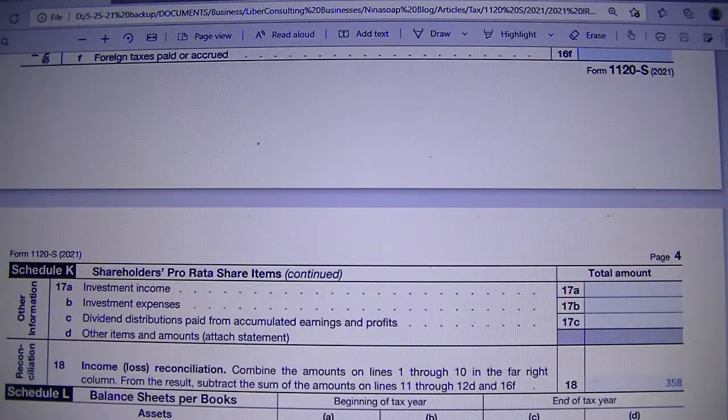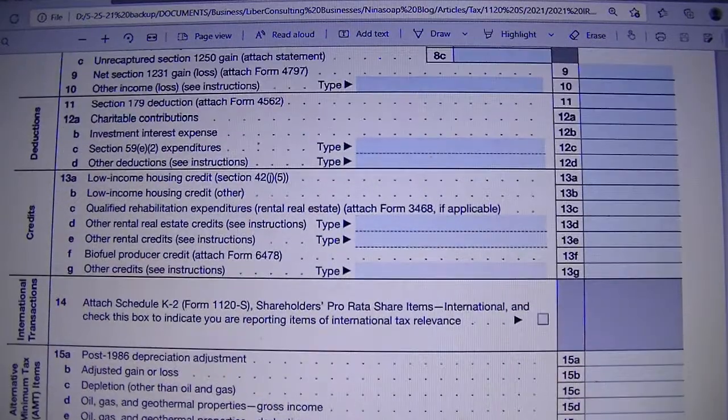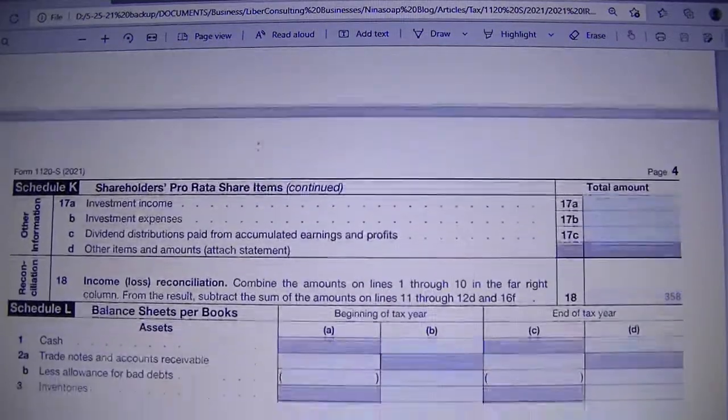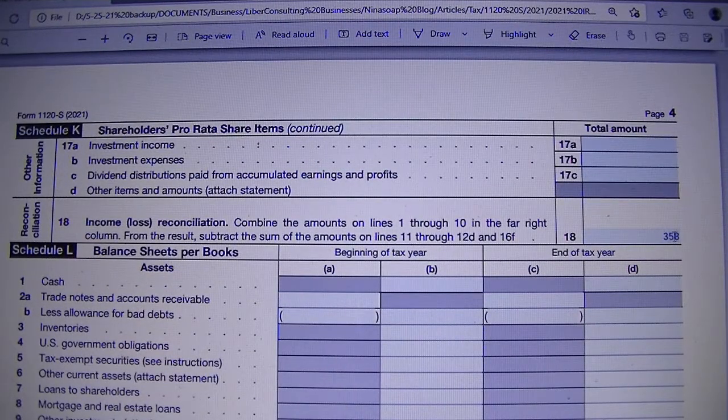I see there is something else here. And line 11, you'll take those out of it. And that'll give you line 18. In our case, it is 358.